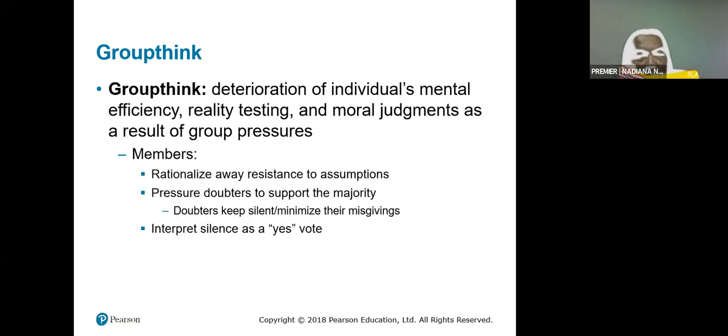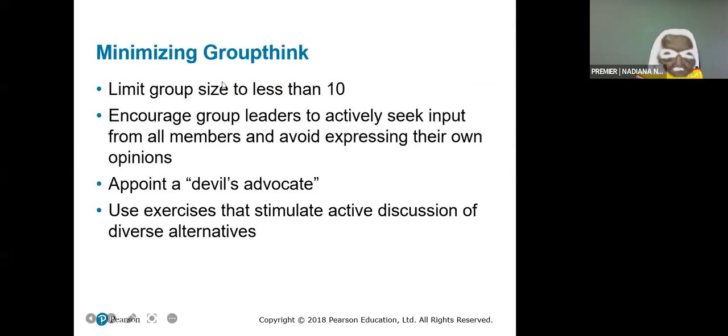Groupthink: deterioration of individual mental efficiency, reality testing, and moral judgment as a result of group pressure. Members rationalize away resistance to assumptions, pressure doubters to support the majority, doubters keep silent and minimize their misgivings, and silence is interpreted as a yes vote. And how to minimize groupthink? Limit group size to less than 10, encourage the group leader to actively seek input from all members and avoid expressing their own opinion, appoint a devil's advocate, and use exercises that stimulate active discussion of diverse objectives.